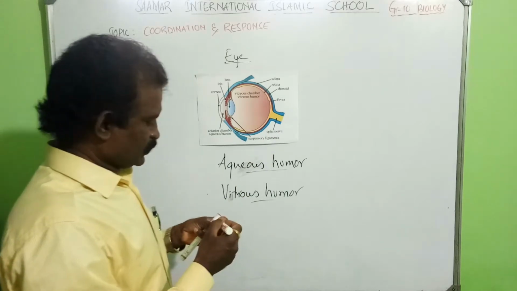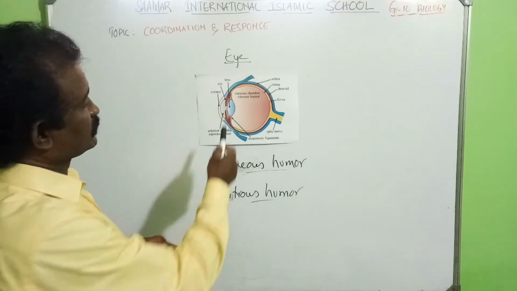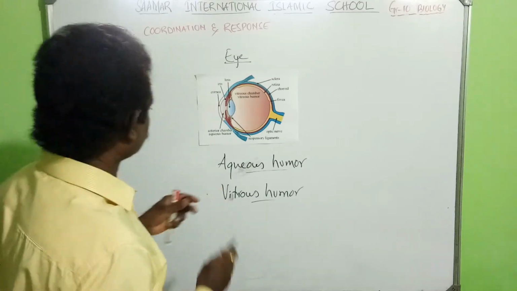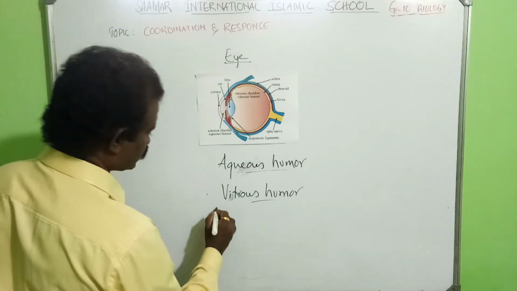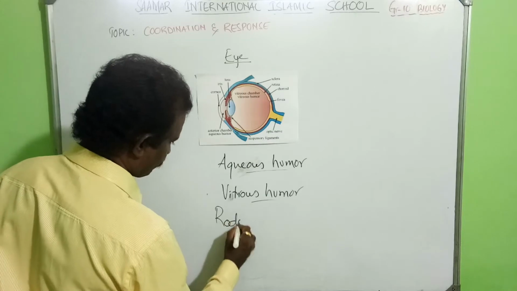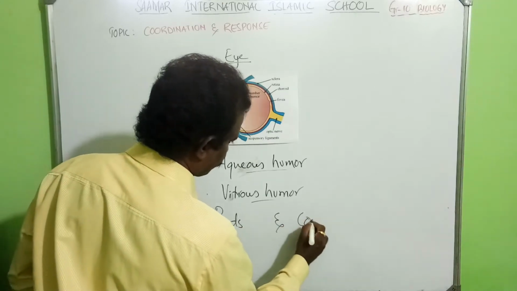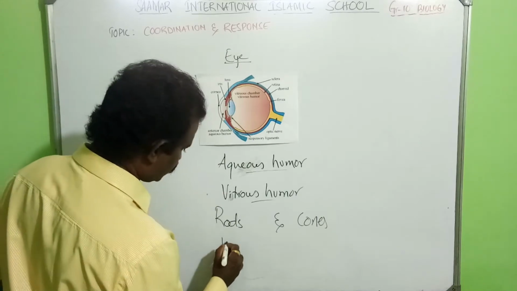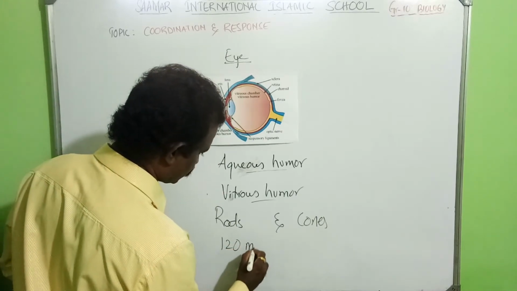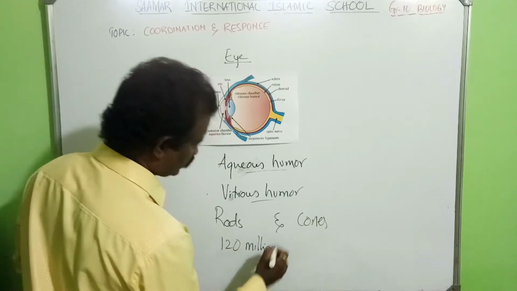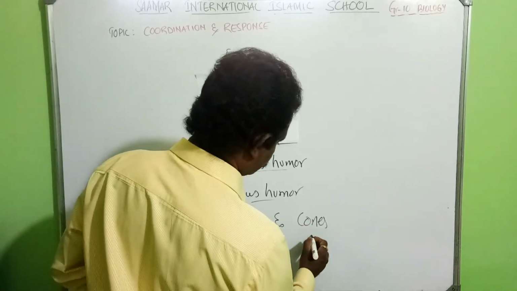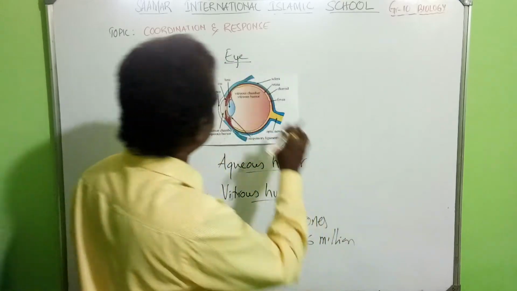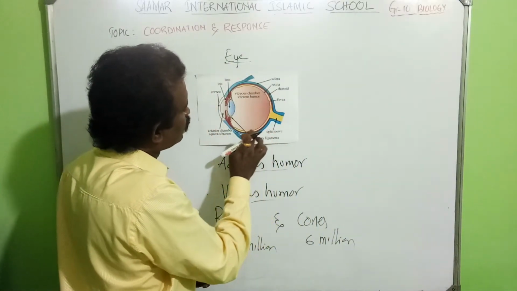Now, what receptors are present in this? These receptors are nothing but rods and cones. What are they called? Rods and cones. Okay. How many rods are there? There are 120 million rods. How many cones are there? There are 6 million. Where are they present? They are present in the yellow spot.